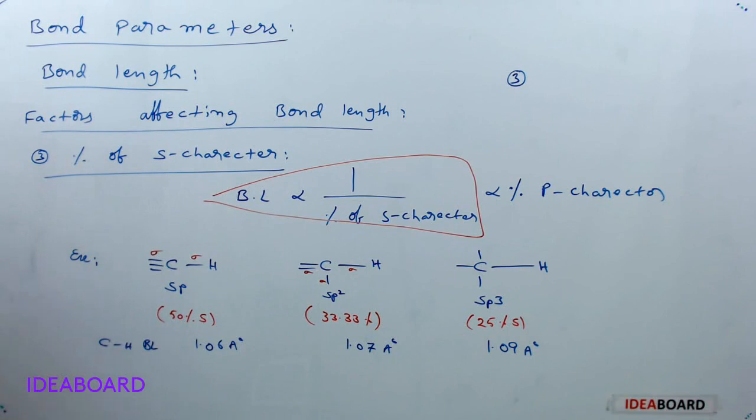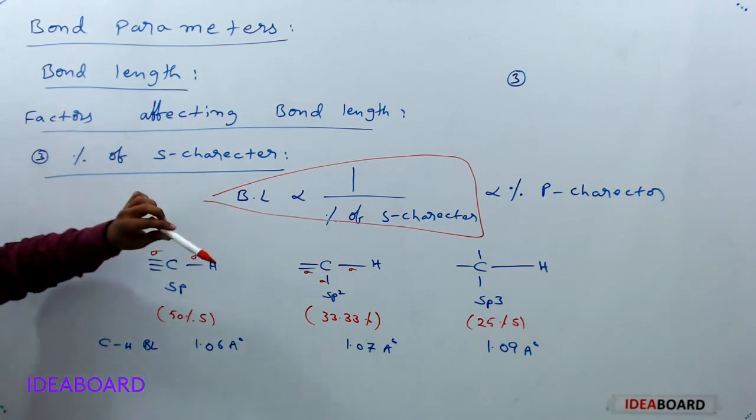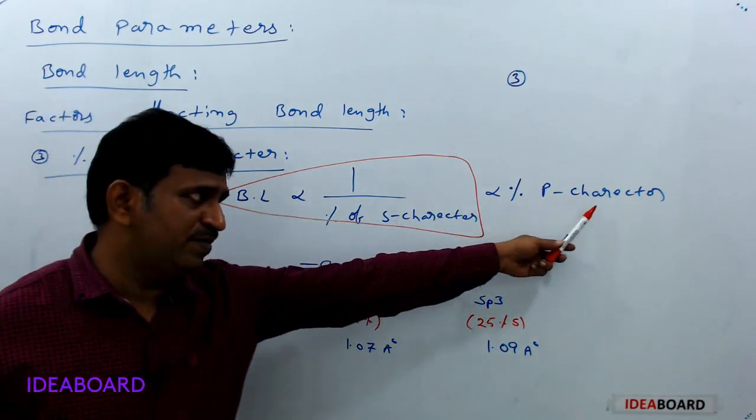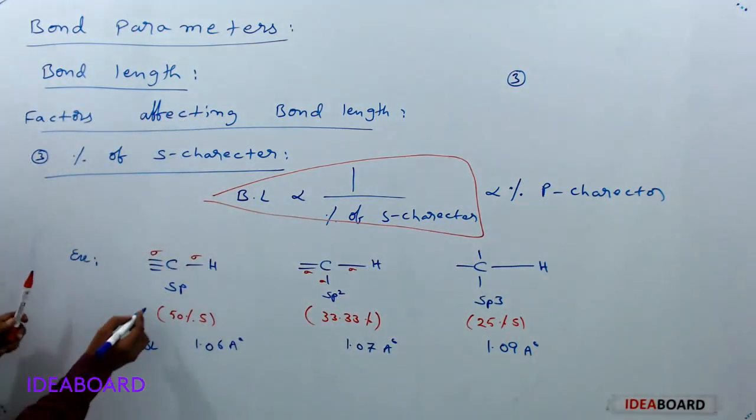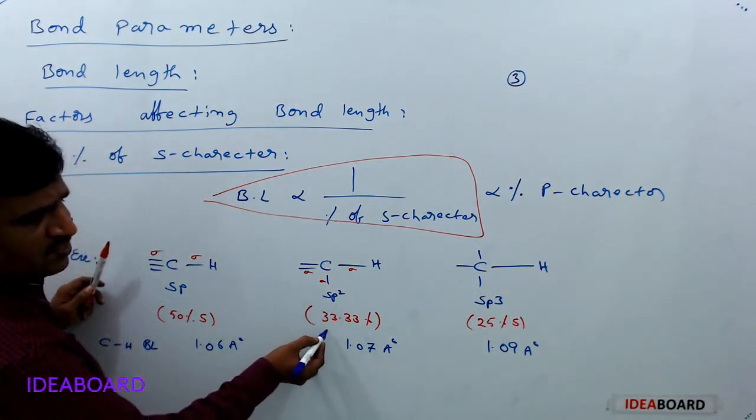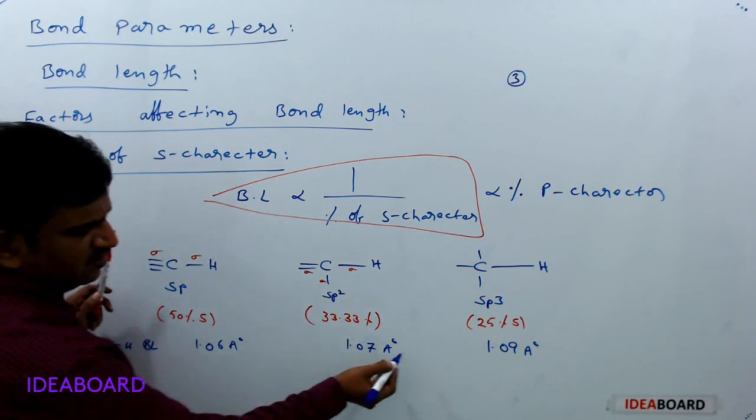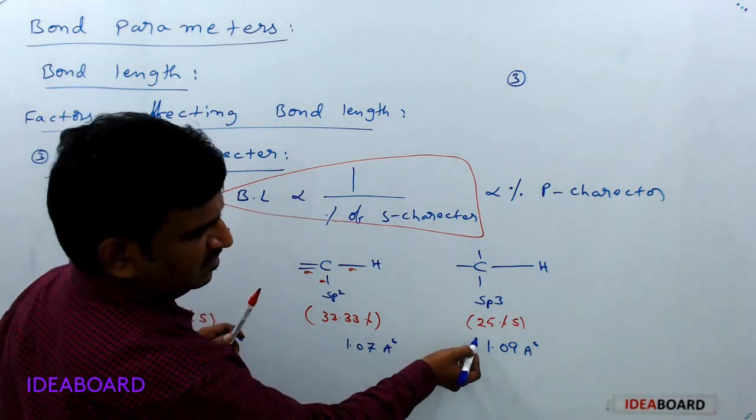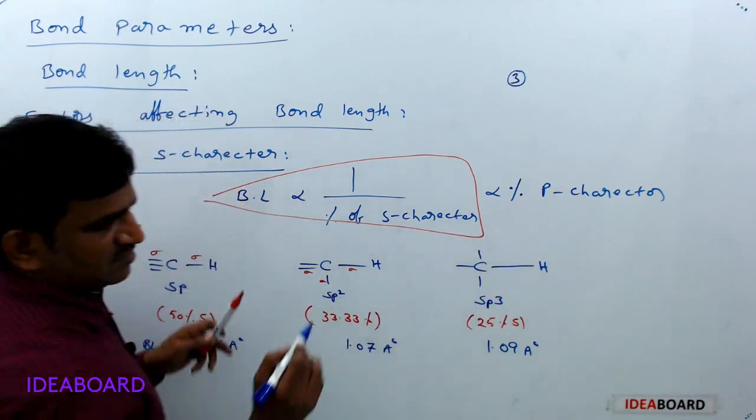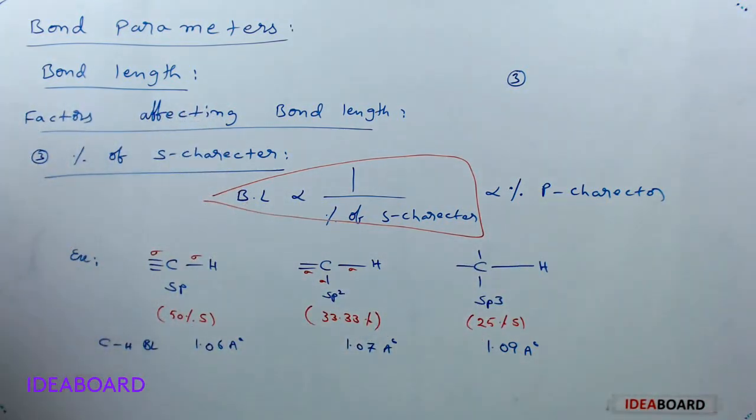So simply remember: as the percentage of S character increases, the bond length value decreases, and bond length is directly proportional to P character. Here there is 50% P character, then 66% P character, and here it is 75% P character. When P character increases, the bond length value increases. That is the third factor which influences bond length values.